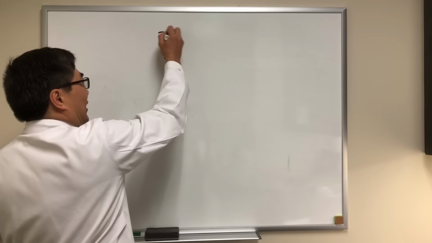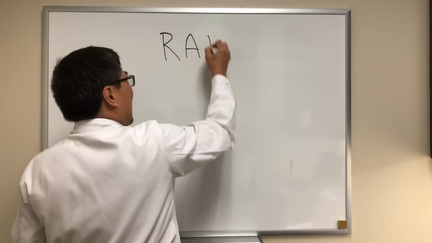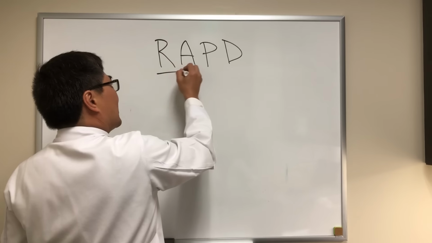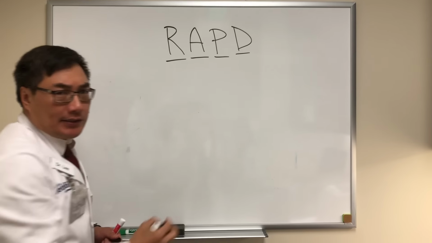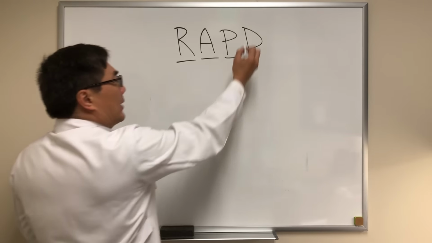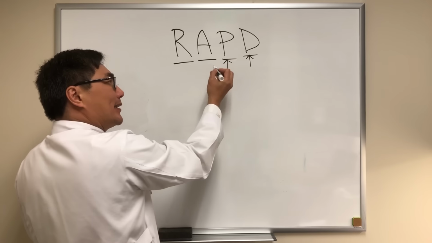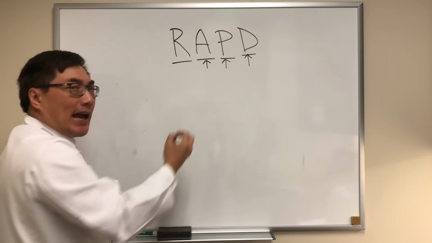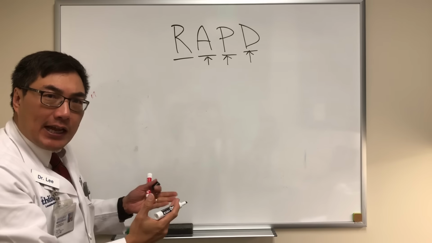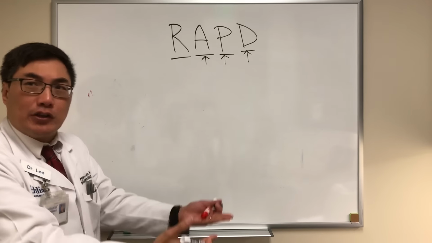So today we're going to be talking about an RAPD, Relative Afferent Pupillary Defect. And an RAPD means you have a defect in the pupil pathway, but not on the efferent side, the afferent side. The afferent side is the sensory going towards the brain.